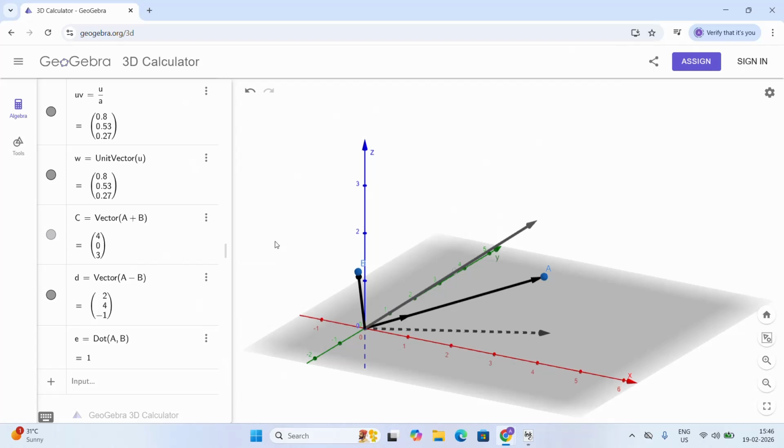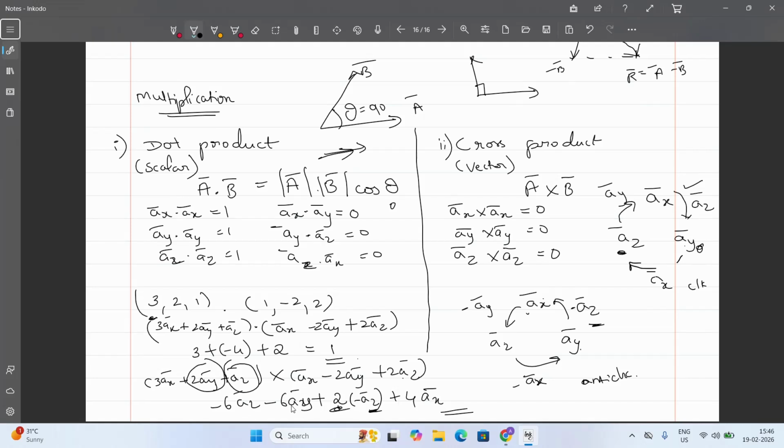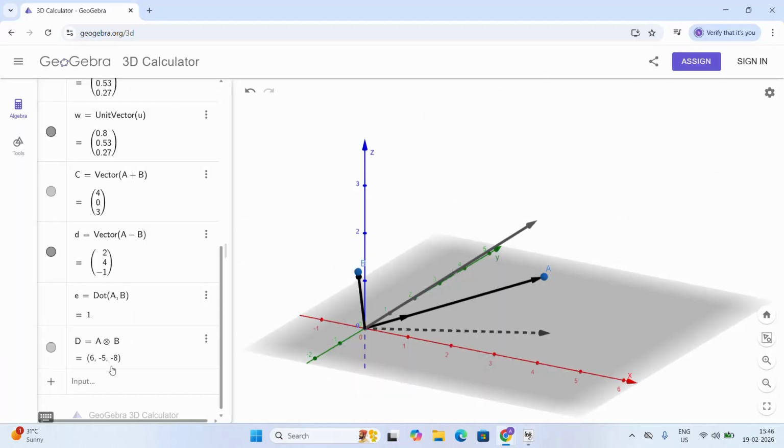Coming to the last one, that is cross product. You have a direct built-in command for this: cross of A comma B. You just have to complete this problem, and you'll get the result, exactly the same as this: 6ax minus 5ay minus 8az. So this is the cross product between A and B. And what does this cross product signify? It tells me the perpendicular nature of the two vectors.